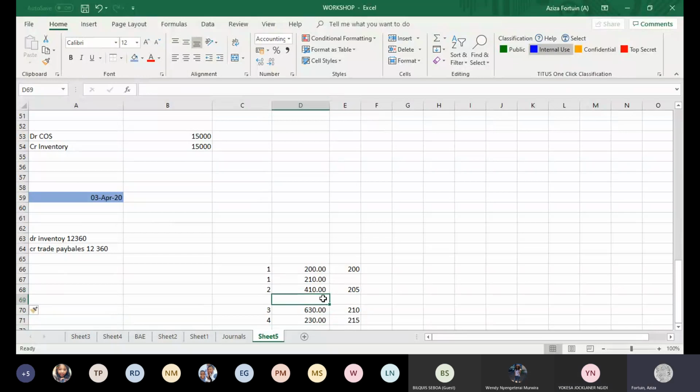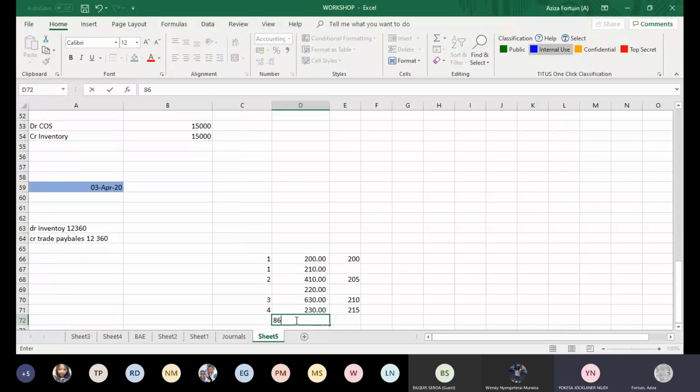On day 2, so that is 410. Okay, so we purchased another doll for 220. So then my balance was 630, and I say 630 divided by 3. Then I purchased another doll for 230. Then my balance is 860 divided by 4, and that's when I get my 215.